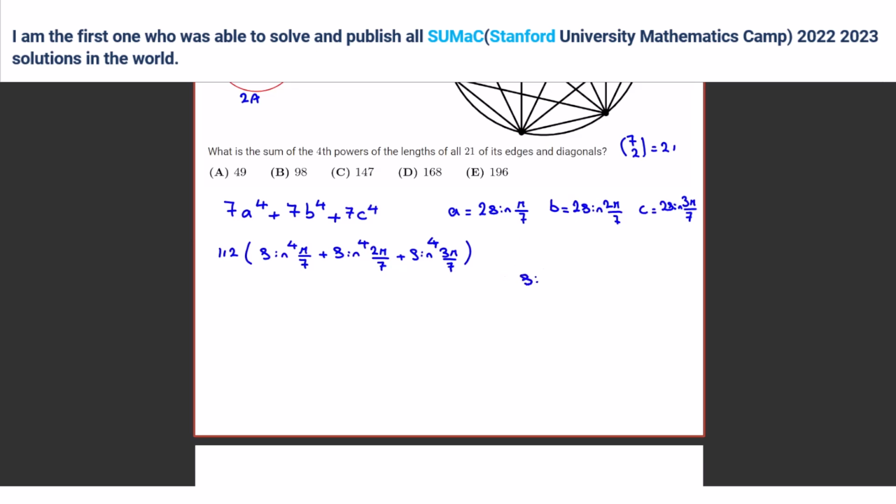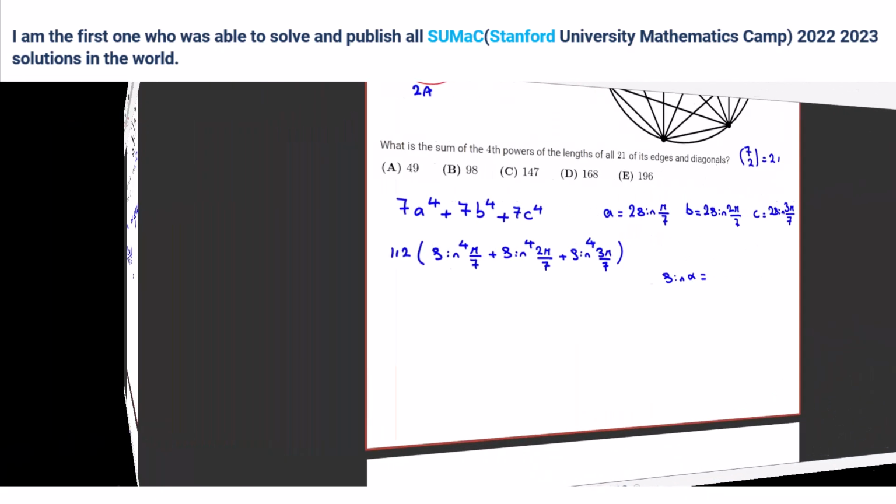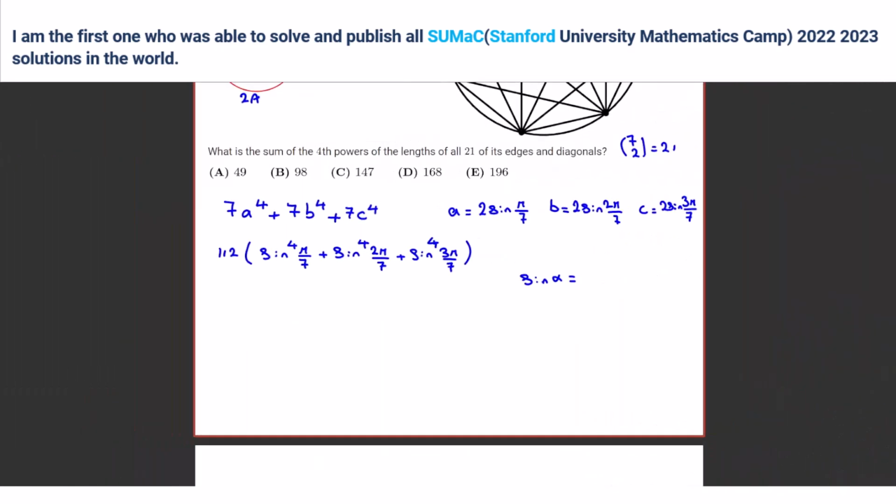Can you tell me sine alpha in terms of complex numbers would be what? e to the i alpha minus e to the negative i alpha, over 2i. Exactly. And cosine alpha is what? Here we don't need cosine alpha, but in general you should know: e to the i alpha plus e to the negative i alpha, over 2. Yes, good.